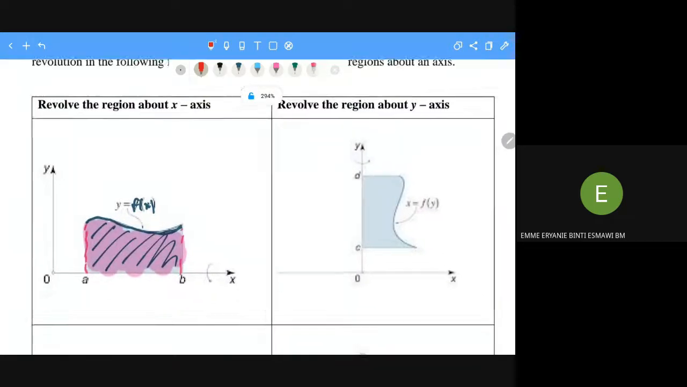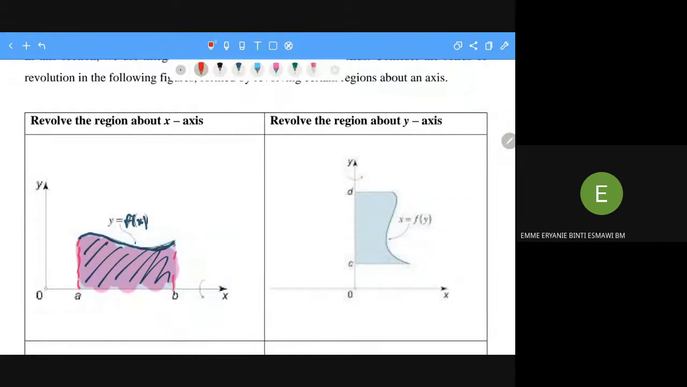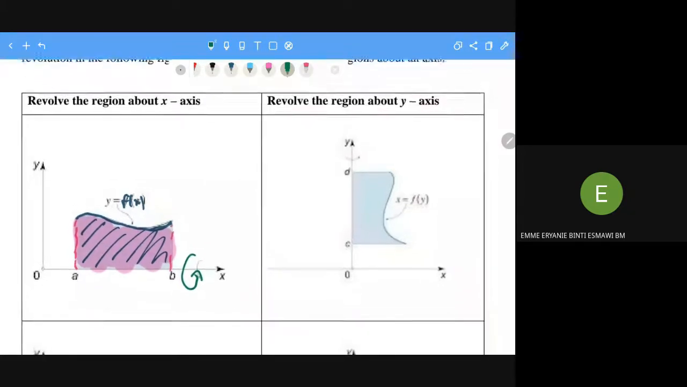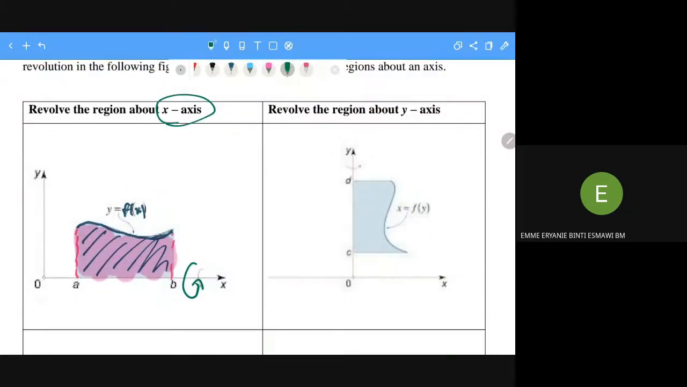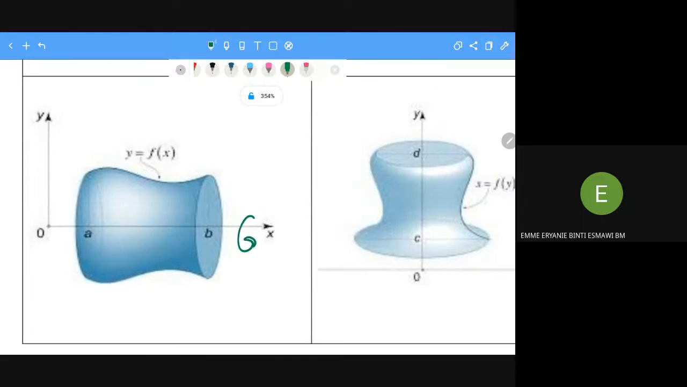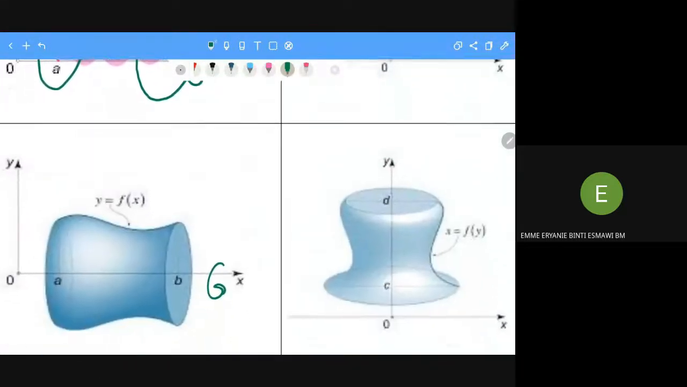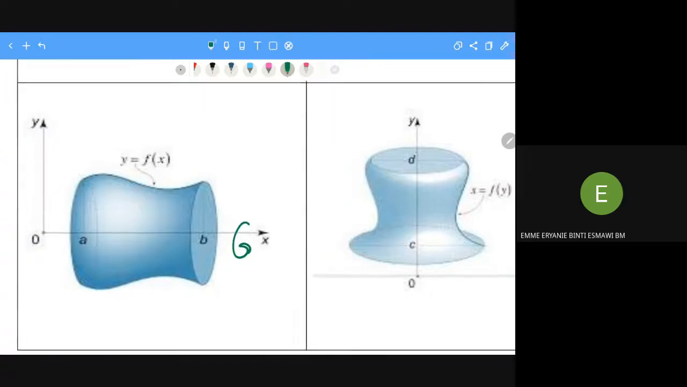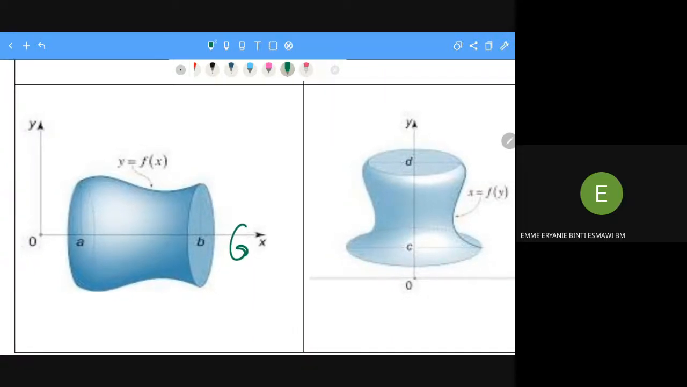So how does our 2D graph become 3D? Imagine it is rotated. Try to imagine that we are rotating this about the X axis, rotating 360 degrees, front and back, all rotated. So how does it look? After being rotated, this pink area has become this blue shape. It looks like a vase.